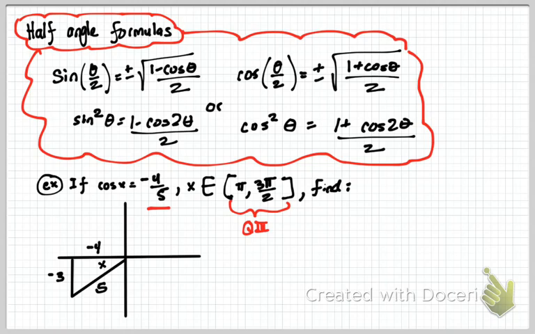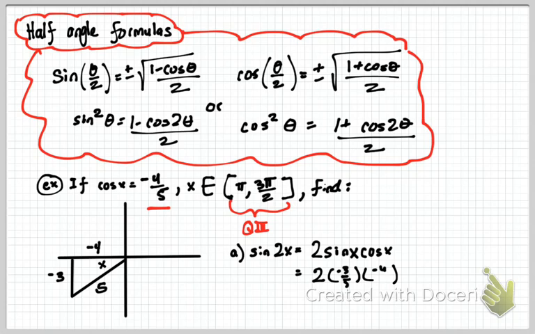And I'm going to ask you to find a couple different things here. The first is sine of 2x. Now you can't find sine of 2x unless you expand it to this form using your double angle. Now you know those two are equivalent because of the double angle formula. And this makes our lives easier because we know what both sine and cosine are. Sine is -3/5. And cosine is -4/5. So now when we multiply these together, 24/25.